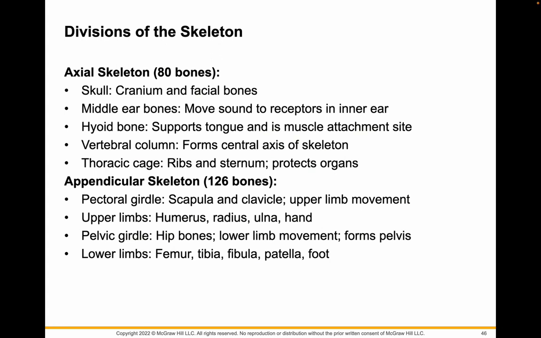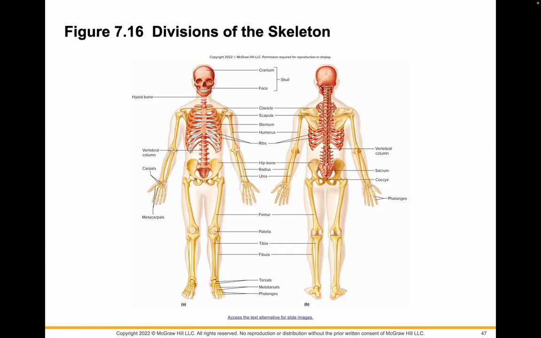So the skull has the cranium and facial, and we have middle ear, hyoid, vertebral column, thoracic. This is all just what we saw written differently. In orange, you see your axial skeleton, and in yellow is the appendicular. Generally speaking, the skull is made of the cranium and the face. Your hyoid is floating right below your skull. It's what attaches the muscles to your tongue. When you swallow, you can actually feel it move up under your chin.